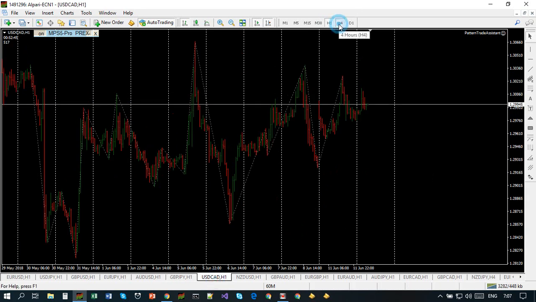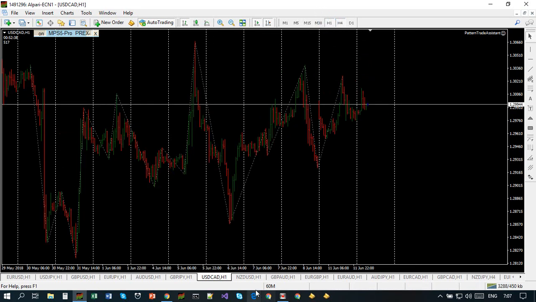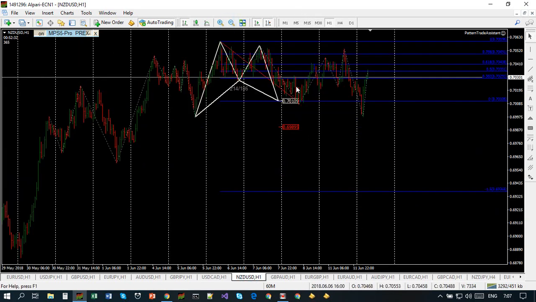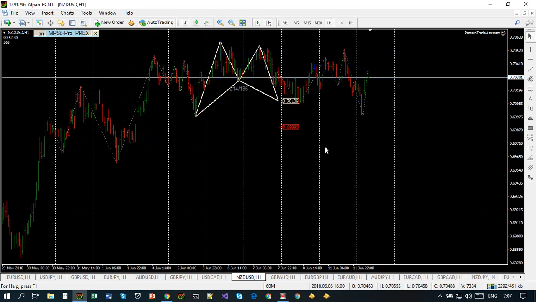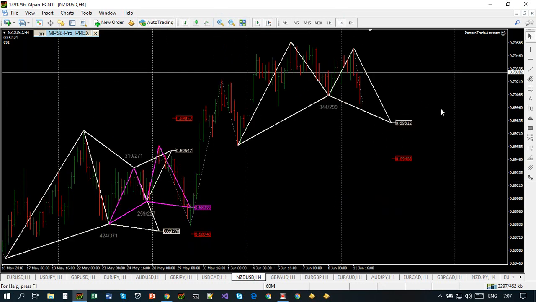Dollar Canadian, 1 hour and 4 hour. Okay, nothing is here. The saffron will work perfectly. New Zealand dollar. I think we had something here. Yes, we had a pattern here. Let me delete the Fibonacci. And 4 hour, we have a potential pattern as well.